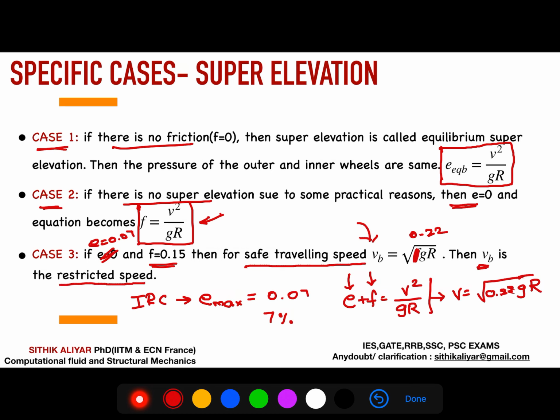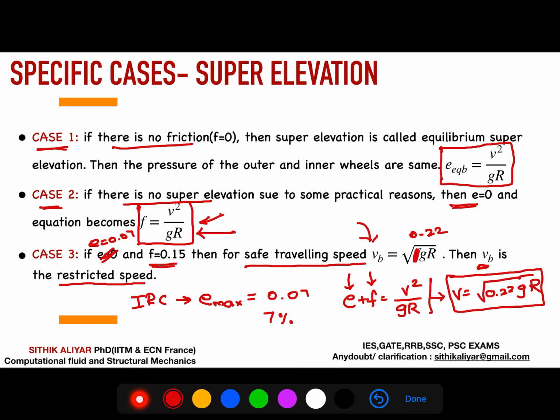Or you can say this is a restricted speed also, because this is the maximum. If you go beyond the speed, like, consider the answer you are getting is 80 km/h. Consider you are traveling at 90 km/h, for that the V square by GR will be very high. You can see this formula. But the E plus F you have been provided is only 0.22, so your vehicle may overturn. So to find the restricted speed, at what speed you should travel so that you won't overturn, use this formula: V equal to square root of 0.22 into GR.